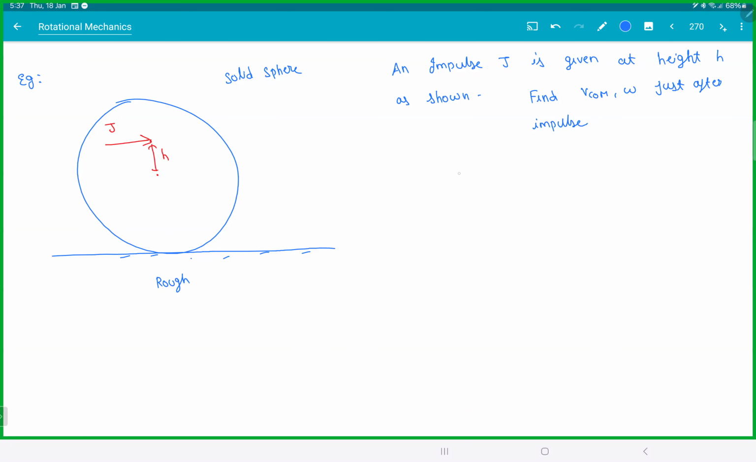Now this is how you do it. See, let the final velocities be V_COM and omega. So here during the collision, there is a frictional force. But if you observe here, F is non-impulsive, so we don't consider it. F is non-impulsive, so we can ignore it. It's a very small time.